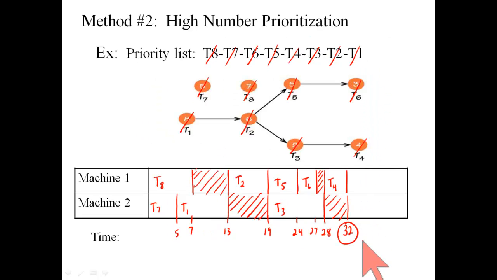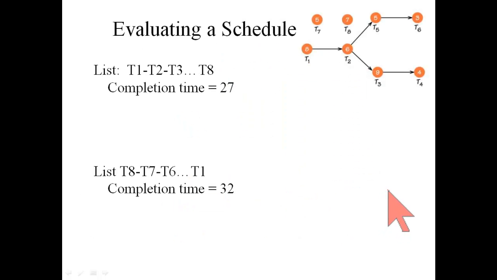Low number prioritization was better than high number prioritization. It resulted in a shorter completion time. That's not always the case. In another example, high number prioritization might have resulted in the shorter time. Let's evaluate these schedules, 27 versus 32. Think about what might be possible here.